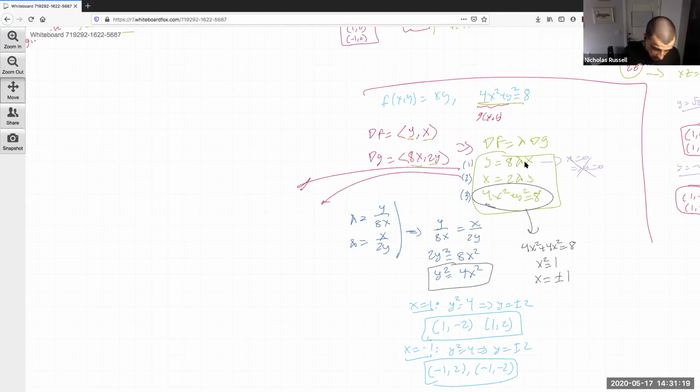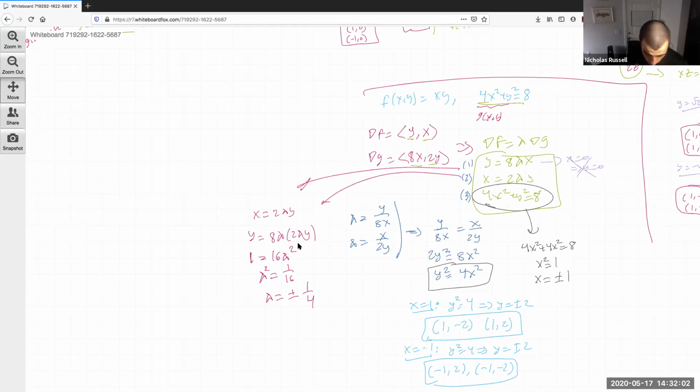Okay. So I have that x is equal to 2 lambda y. So I'm going to replace x here in this equation 1. Now I get y is equal to 8 lambda times 2 lambda y. Okay. Now, with this in mind, what I could do is divide out by y. I know y can't be 0. So this gives me 1 is equal to 16 lambda squared. So I could solve for lambda. And this gives me lambda squared is equal to 1/16, or lambda is equal to plus or minus 1/4.